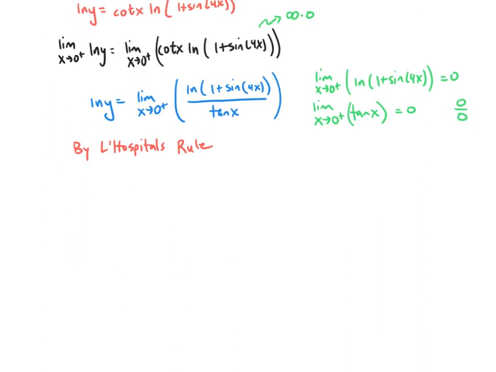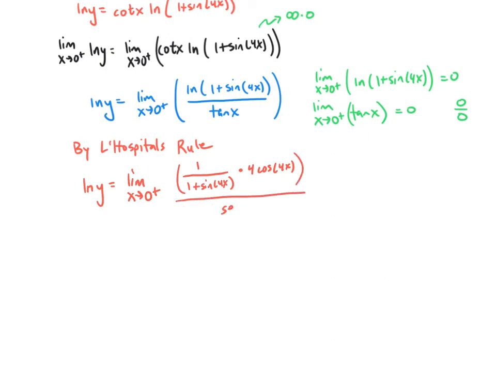So our first step, and again, remember we have the natural log of y, is to keep the limit the same. So we have x goes to 0 from the right, and we have 1 divided by 1 plus sine of 4x. However, we have to multiply by 4 times cosine of 4x because of the chain rule twice, basically, right there. So that's our numerator. And then we have to divide it by the derivative of tangent, which is secant squared of x.